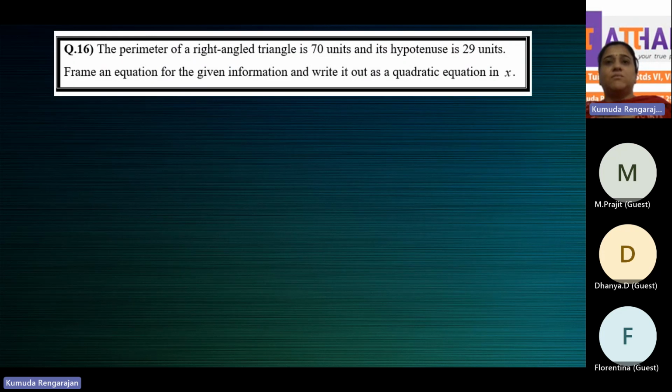Maybe you can try this sum. I'll share a picture, children. Similar one we have worked. You can practice. The perimeter is given, hypotenuse is given. You can write this question. Okay, I'll share this question on WhatsApp.